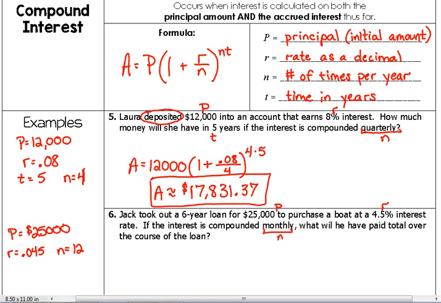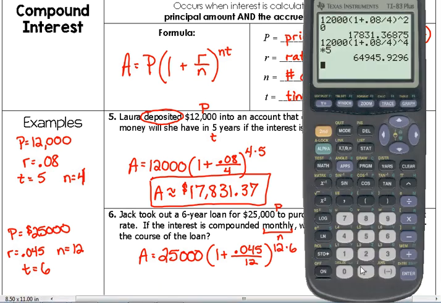So we've got P, R, N. We don't have T. What is T? 6. It's a 6-year loan. We want to know how much total he has paid out. So let's do that right here. 25,000 times 1 plus the rate, 0.045, divided by 12, raised to the 12 times 6. Again, just type everything in straight across.